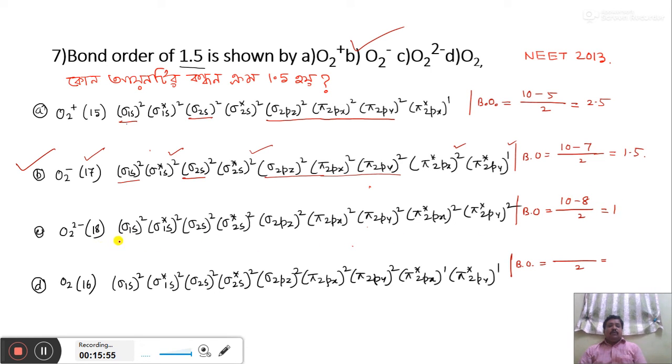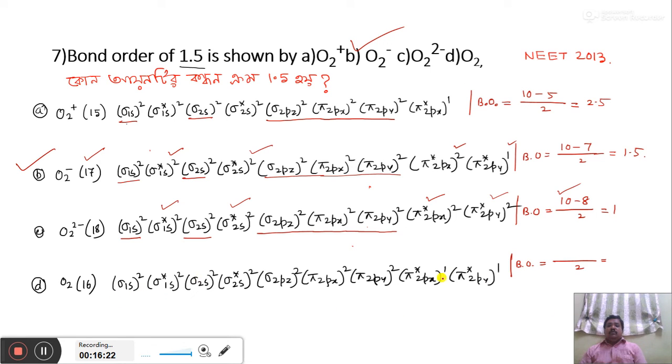Its electronic configuration is sigma 1s2, sigma star 1s2, sigma 2s2, sigma star 2s2, sigma 2pz2, pi 2px2, pi 2py2, pi star 2px2, pi star 2py2. It contains 5 BMO and 10 electrons in BMO, and it contains 4 ABMO, and these 4 ABMO contain 8 electrons, so its bond order is 1.